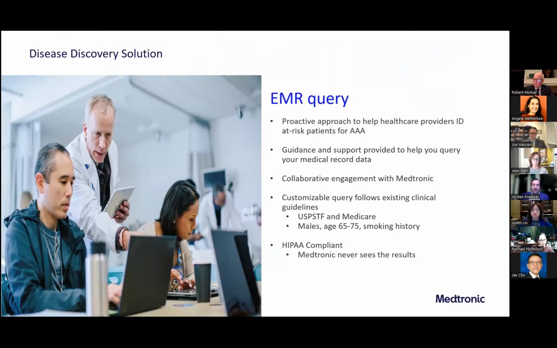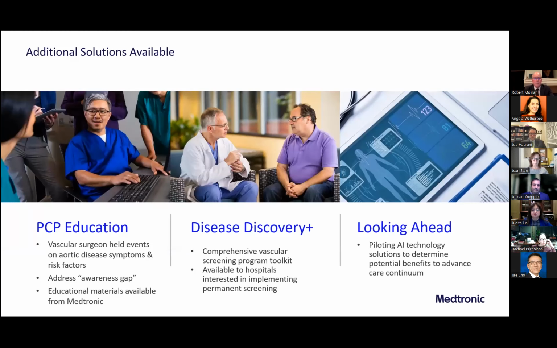They'll query your medical record in a HIPAA compliant way. Medtronic never gets your patient data. And then you will get a list of results of high-risk patients in your system's EMR data. And then that allows you to target screening and disease evaluations of those patients.